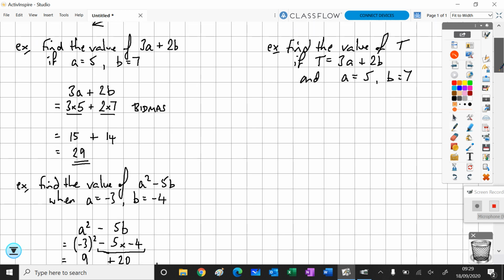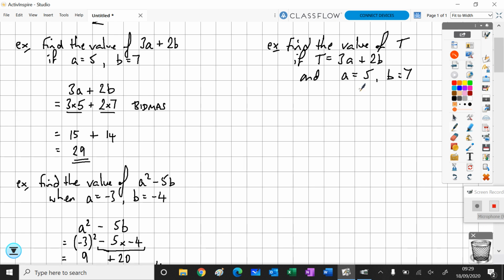So you can see a lot of similarities between this question and this question. You can see the 3a plus 2b. You can see that I've given a and b the same values. The difference is this capital T. This is a formula because it tells you how to make the value of t happen out of this. This is just a lump of algebra, an expression. But again, the principles remain the same.